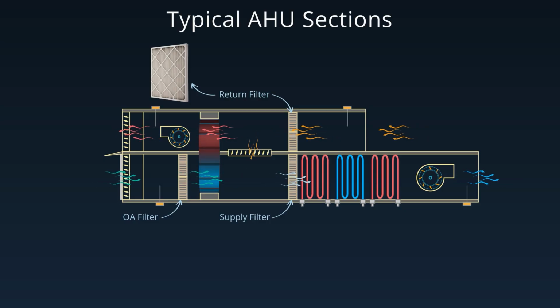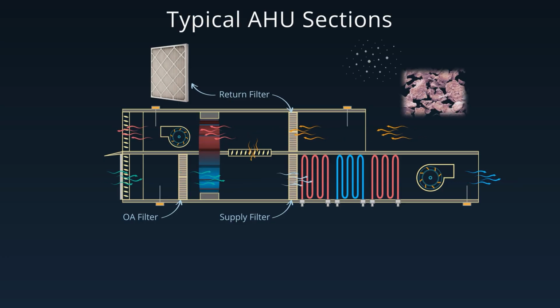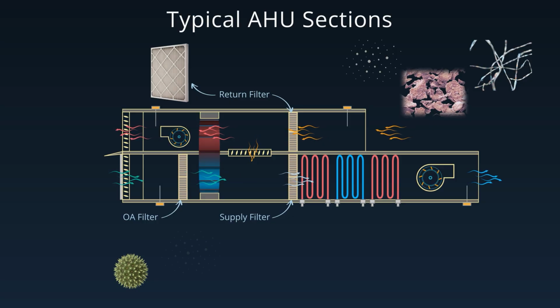Filtration. Most AHUs have multiple filter sections. The return air filter captures indoor contaminants like dust, skin cells, fibers, and other particulates. The outside air filter removes pollen, outdoor dust, and debris.